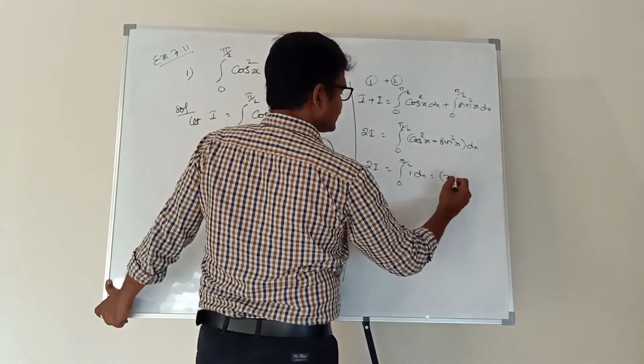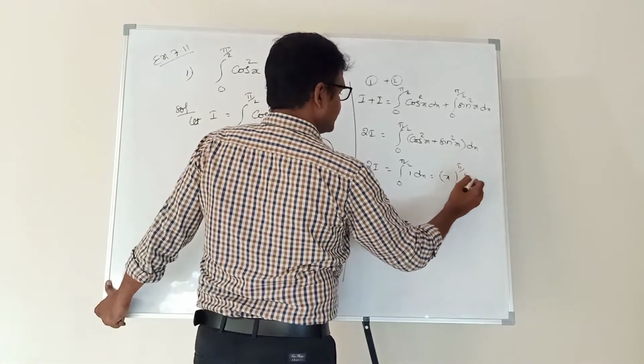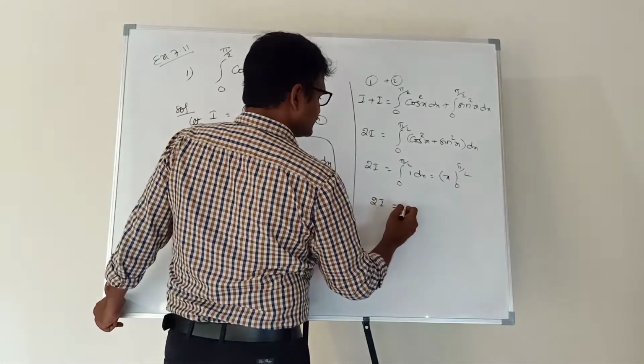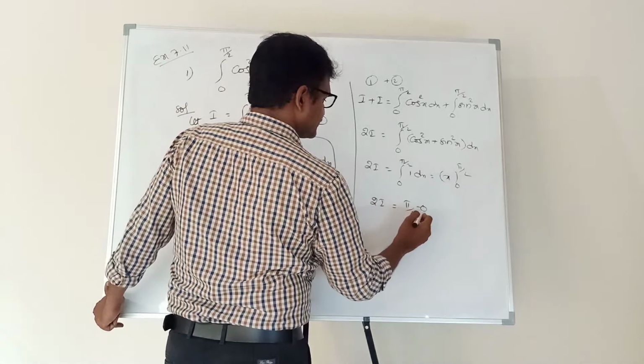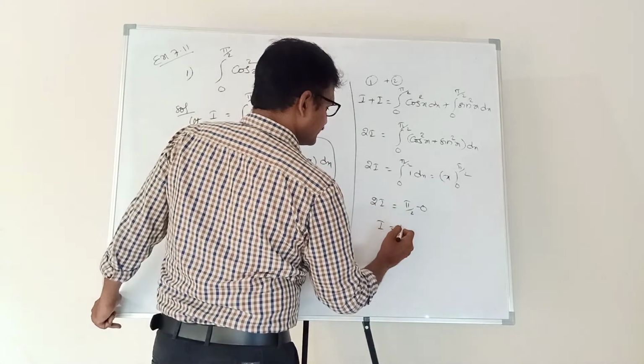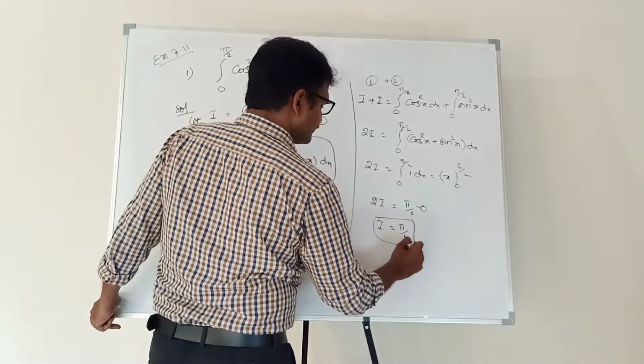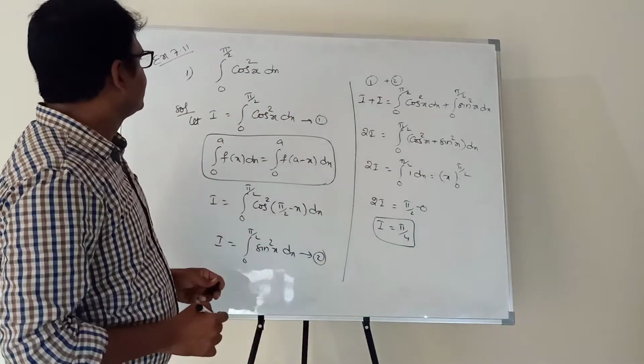Integration of 1 is x, from 0 to pi by 2. So 2I is equal to pi by 2 minus 0. So 2I is equal to pi by 2, I is equal to pi by 4. This is the value of the given problem.